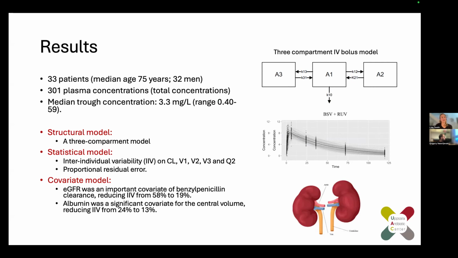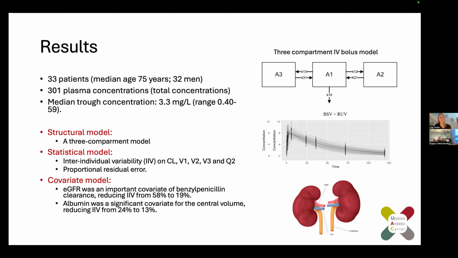We collected 301 plasma concentrations, and those are the total concentrations because we cannot measure the free concentration at the moment. Median trough concentration, which is the concentration just before the next dose, was 3.3 milligram per liter with a quite large range between 0.4 and 59 milligram per liter.